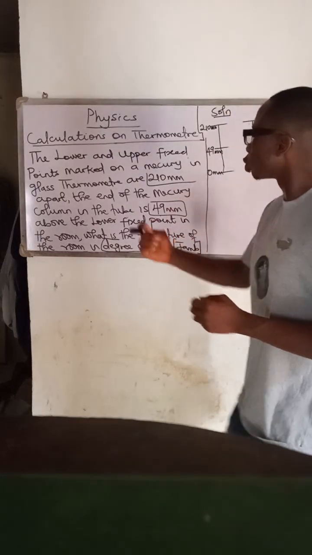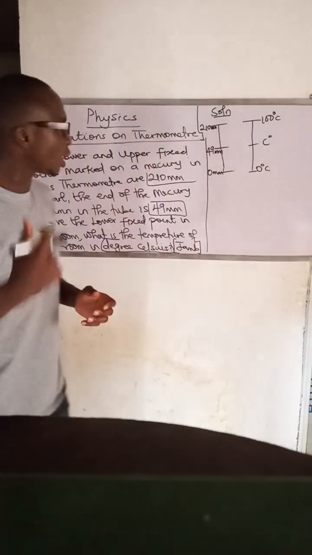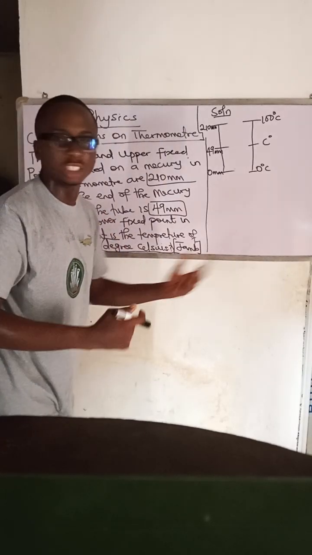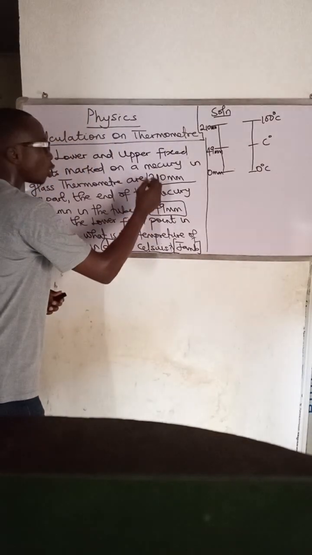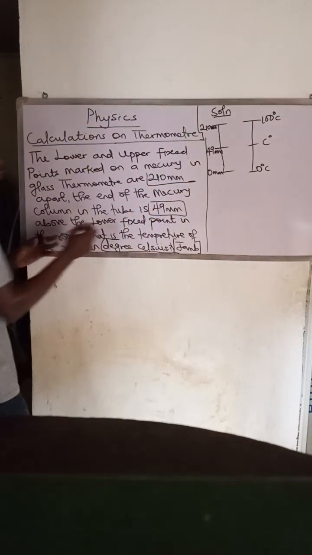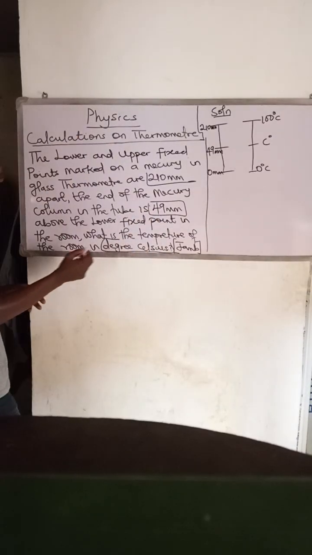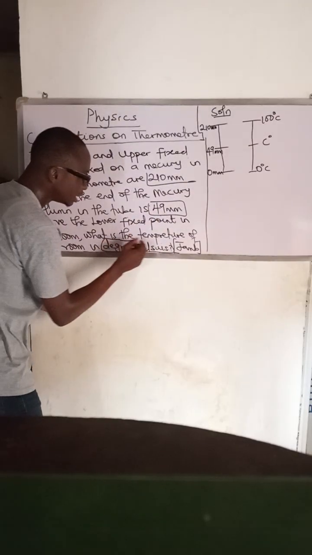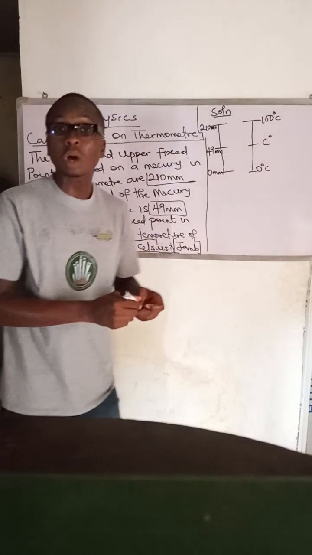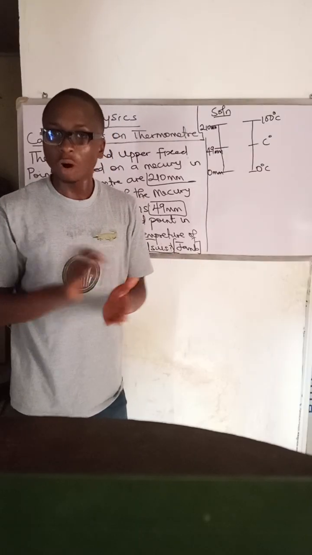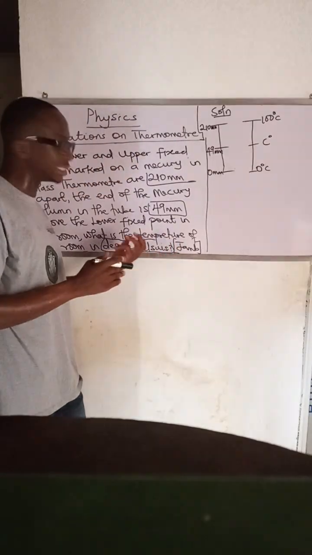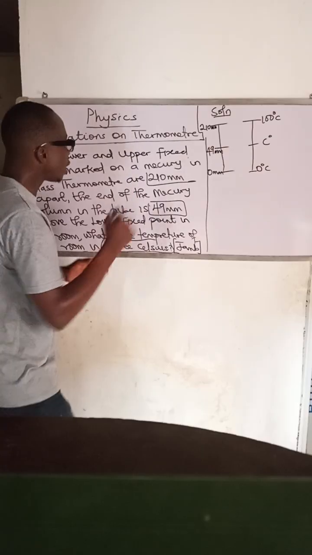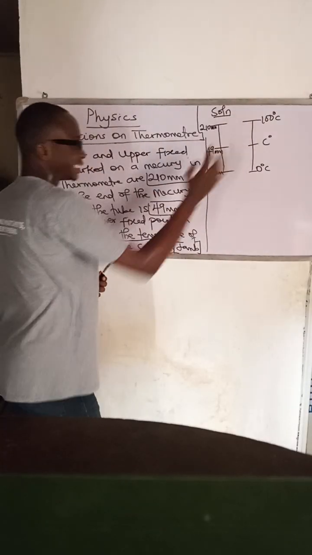Now, we need to take note of some keywords, some vital words or some vital figures in this question. They gave us 210 millimeter, they gave us 49 millimeter, and they say we should calculate the temperature in degree Celsius, because you can also calculate temperature in Kelvin. Alright, but in this question, we're asked to calculate it in degree Celsius. Now, first of all, we need to draw this scale.